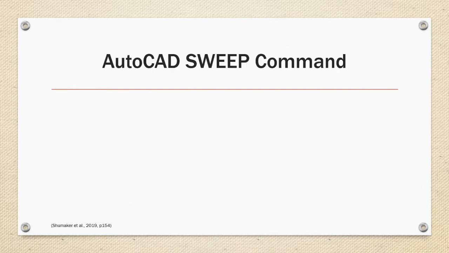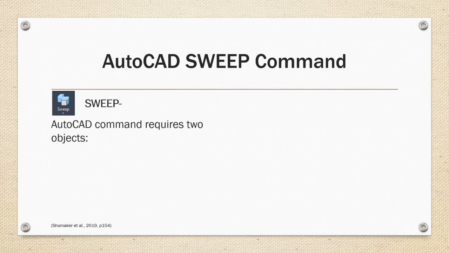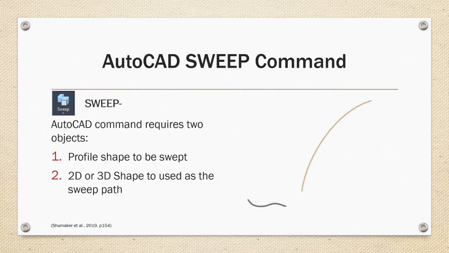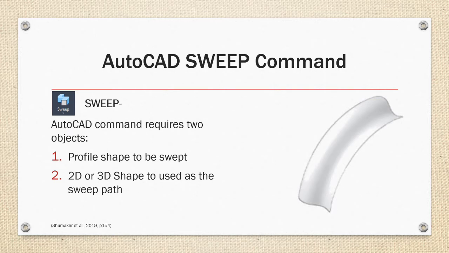AutoCAD Sweep Command. The sweep command in AutoCAD requires two objects. First, a profile shape to be swept, which is represented by the S-shaped curve on the right. And second, a two-dimensional or three-dimensional shape to be used as the sweep path, which is represented by the orange curve on the right. When the sweep command is applied to these two elements, the resulting entity is a swept surface, as shown.